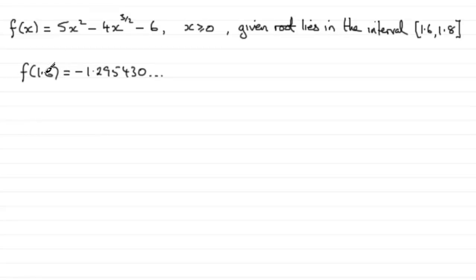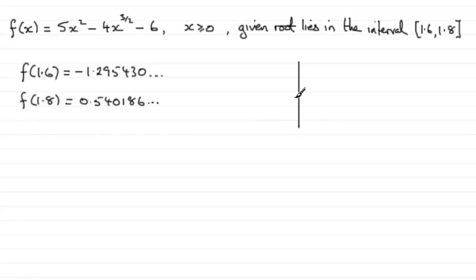Now if there's to be a root in between 1.6 and 1.8, I'd now hope that I get a change in sign, I get a positive value when I work out f of 1.8. If I don't, I'm in trouble. So put 1.8 into that, and we do get a positive value. In fact, we get 0.540186 and so on. So at this point, it's a good idea to draw a little sketch.